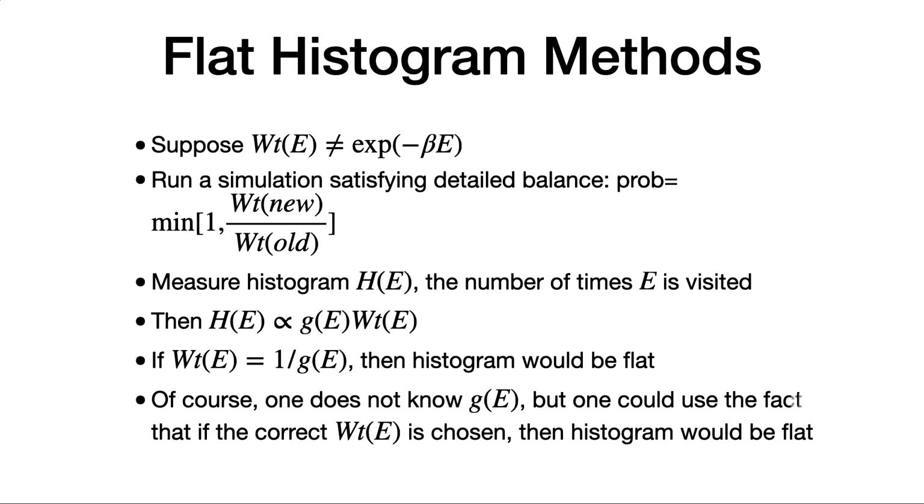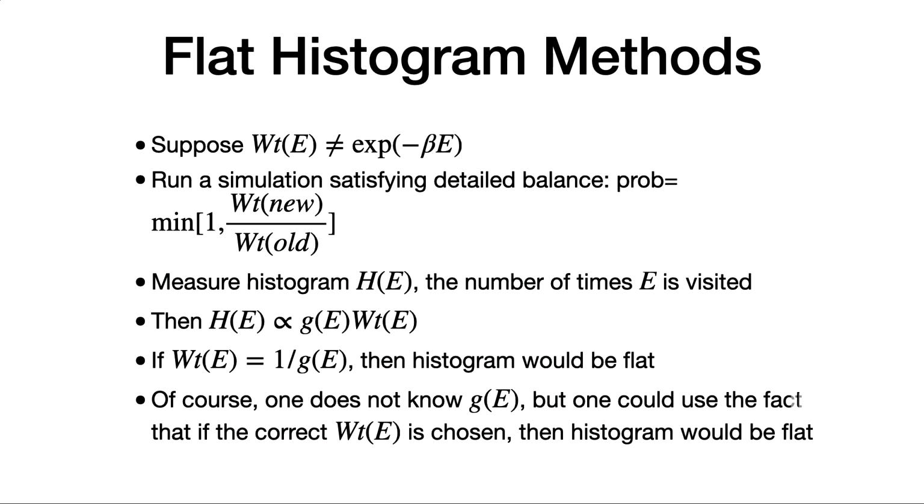So suppose the weight of a configuration with energy E was no longer e to the minus beta E, as given by the canonical Boltzmann distribution. It is some weight; we will not fix it. Suppose it has some weight, but we run a simulation satisfying detailed balance with the Metropolis rule. The probability of accepting a new configuration is the minimum of 1 and the weight of new by weight of old, which is the exact Metropolis rule, but we no longer use that the weight is equal to e to the minus beta E. That's the only difference.